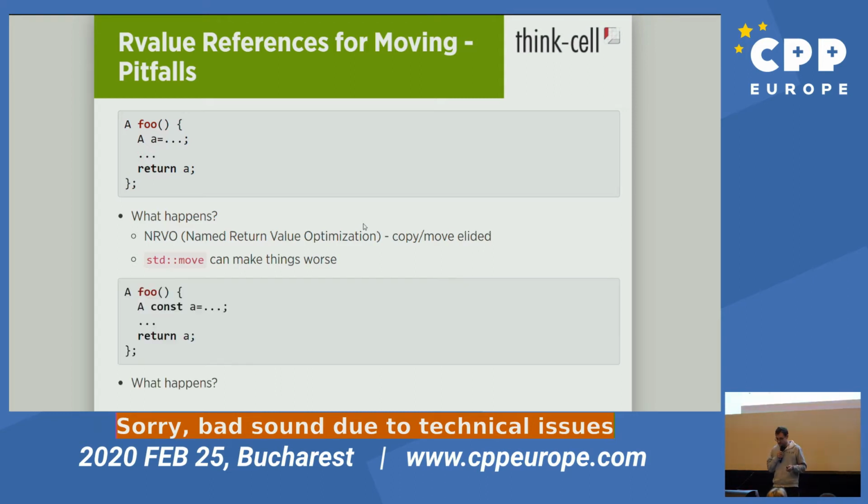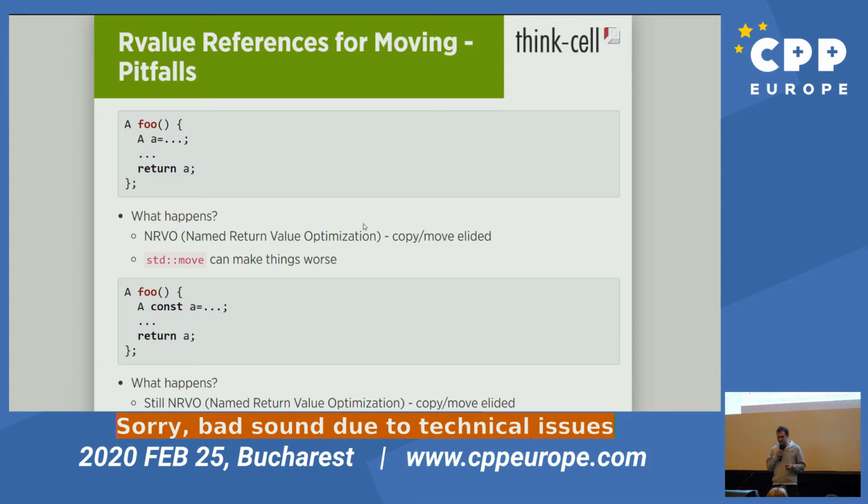Okay, what happens here? Who thinks the code is good? Who thinks the code is bad? I'm not so sure, huh? Yeah, code is okay. Well, it's confusing, but this NRVO actually works with const objects. Move doesn't, but NRVO works. It's the return value optimization.